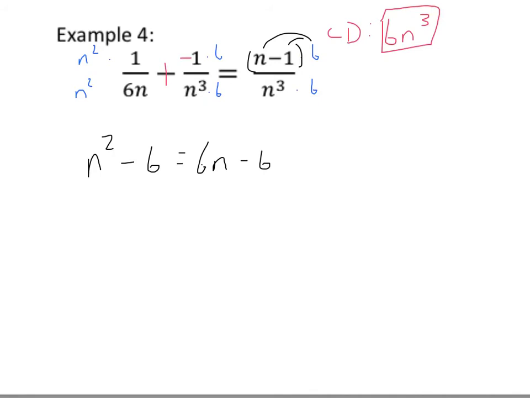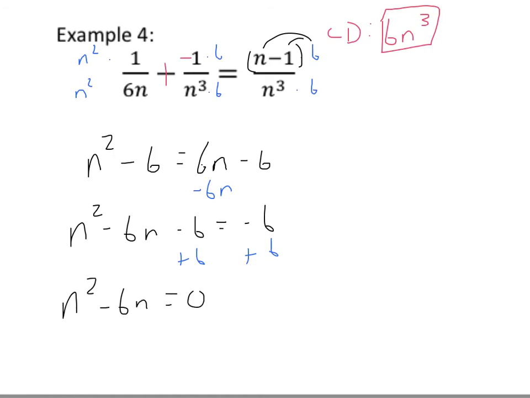Noticing that I have a squared term, I have to bring everything to the left side and set equal to 0. So now I have n squared minus 6n minus 6 equals negative 6. I add 6 to both sides. Now we have n squared minus 6n equals 0.